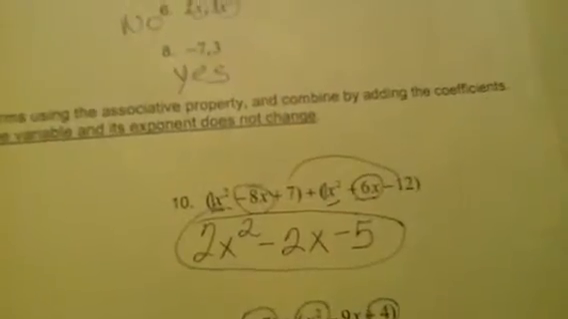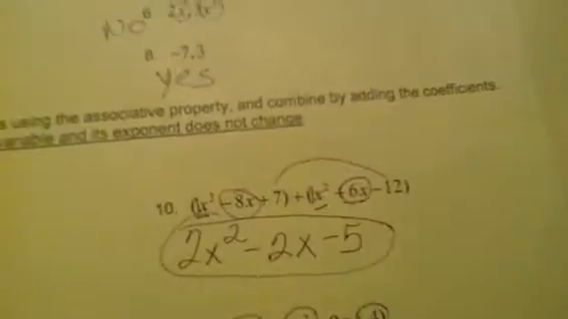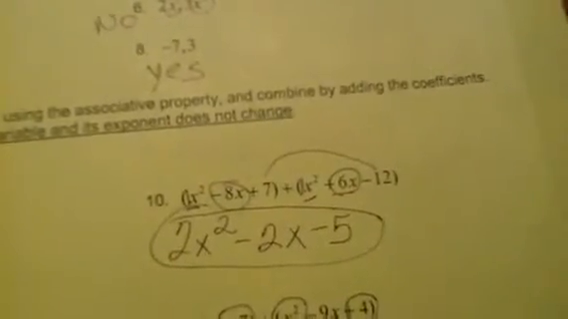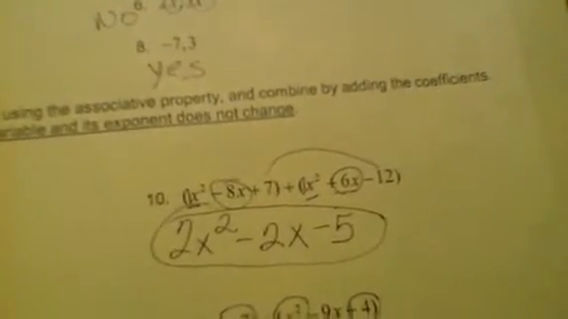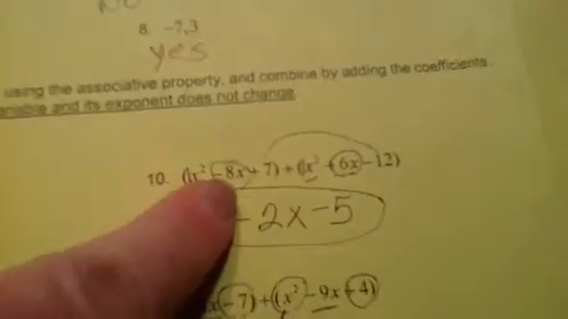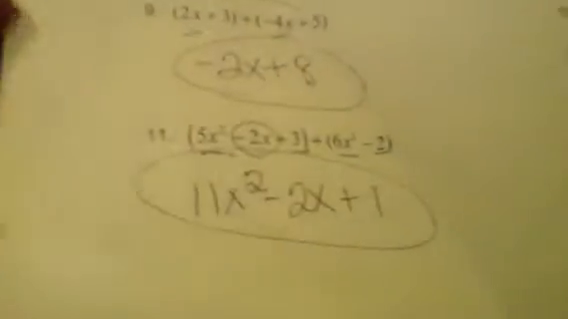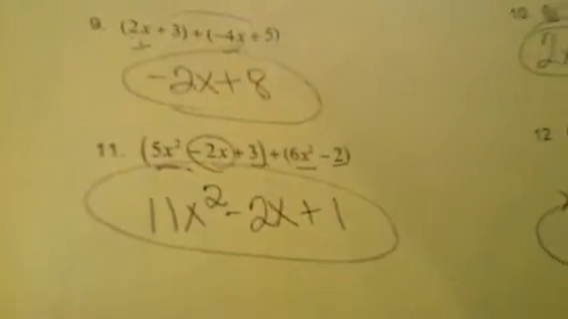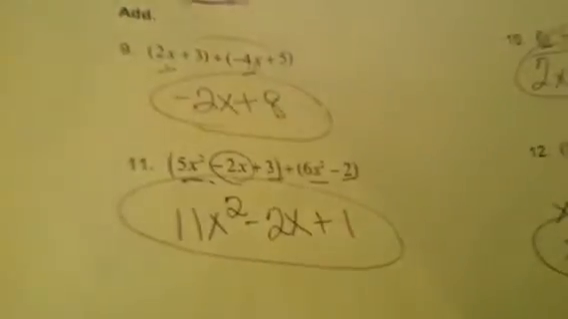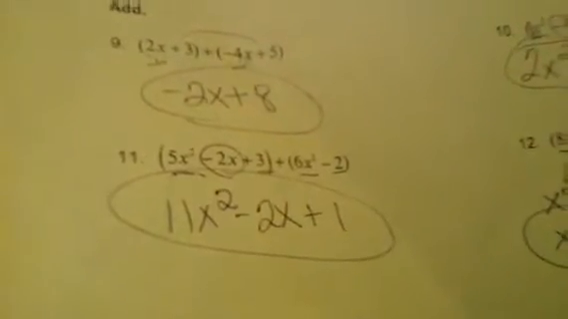Same thing here. Combining like terms. If there's something that cannot be combined, you simply leave it. Here we can do our x squareds. Remember, this is a negative. Negative 8 goes with positive 6, gives us negative 2. 7 minus 12 is negative 5. Here we have a negative 2x that cannot be combined with anything. It simply has to stay as it is.